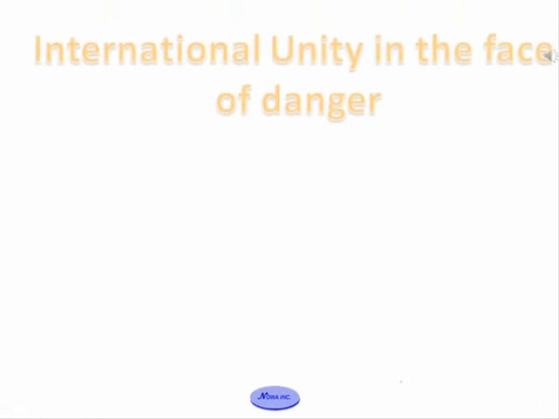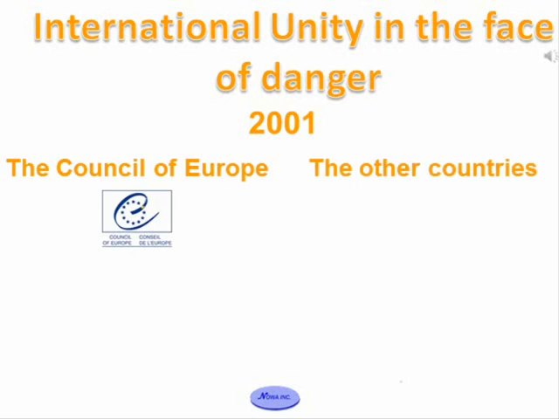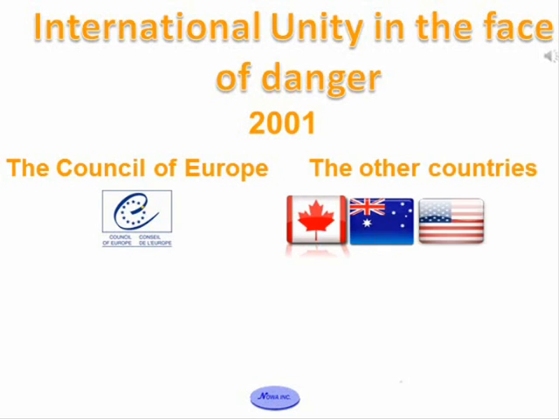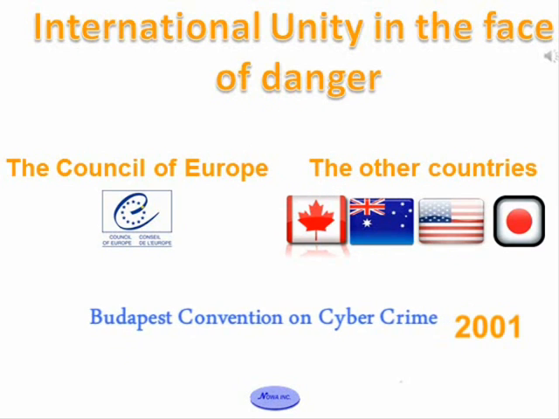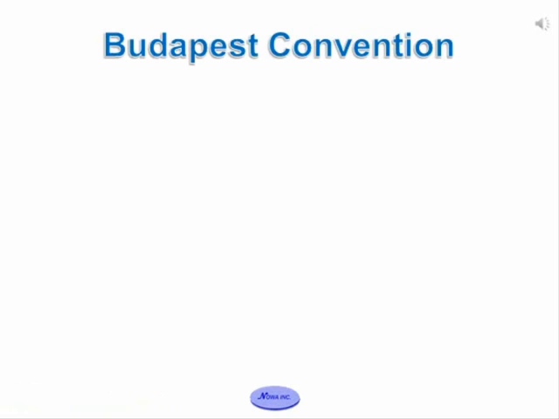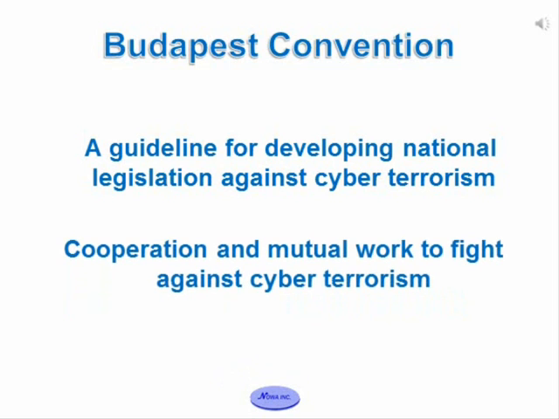Many states in the world unite together to achieve better results in the struggle to fight against cyber threats. In 2001, the Council of Europe and other countries, such as Canada and the US, signed a document called the Budapest Convention on Cybercrime. This document is a guideline for developing national legislation against cyber terrorism. The convention establishes an agreement between countries to cooperate and work together to fight against cyber terrorism.